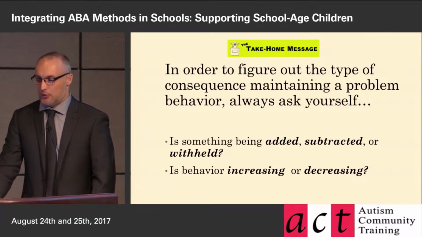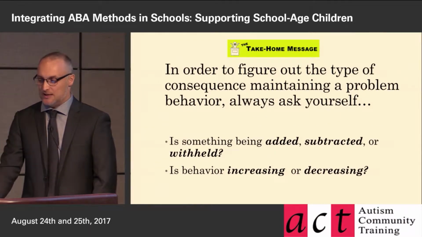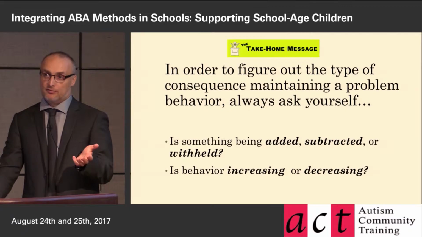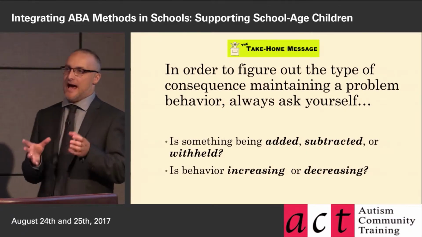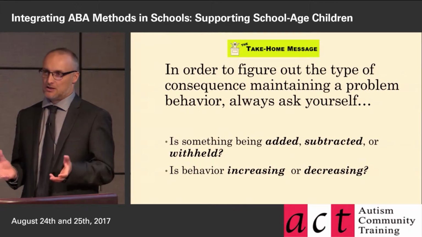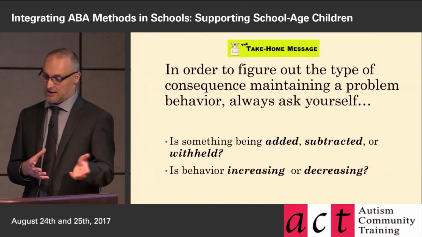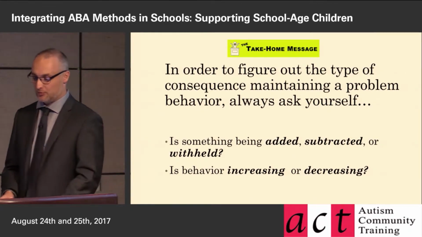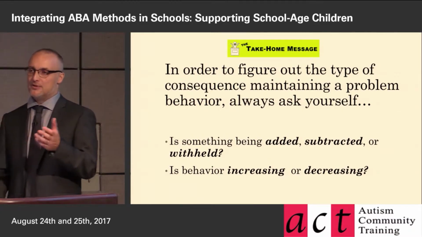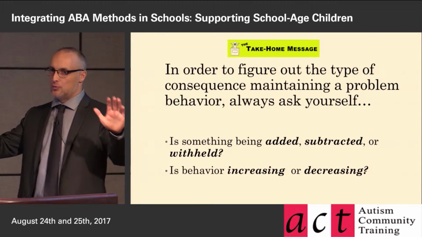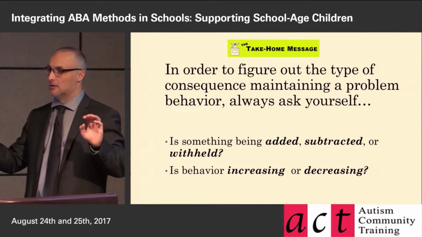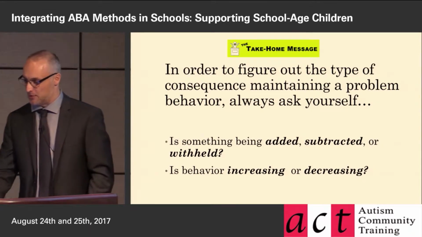So that's extinction burst. In order to figure out the type of consequence maintaining a problem behavior, you have to ask yourself, when you're looking at problem behavior, now back to our functional assessment, was something being added? Are they getting something? Was something being subtracted or withheld? Are we seeing some extinction or recovery after punishment? And is behavior going up or down? So add or take away, up or down? Those are the two questions to ask to determine positive or negative reinforcement or punishment.